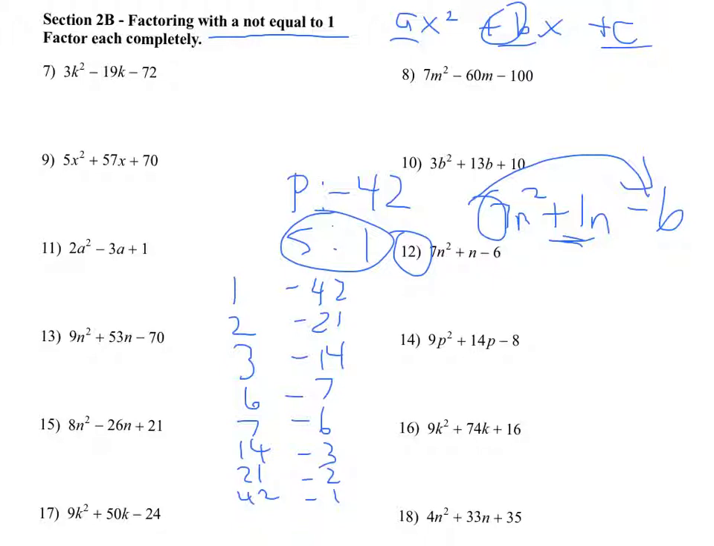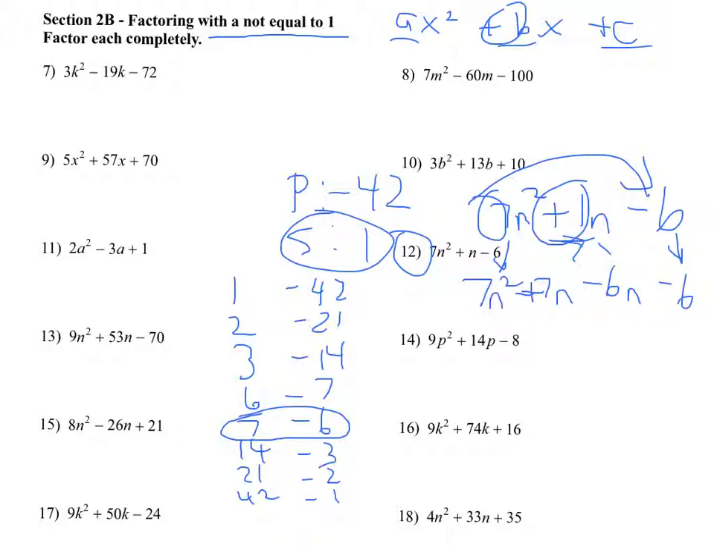So if I go down my list, 1 and negative 42 add to negative 41, 2 and negative 21. So if I go down the list, I want to pick the pair that adds up to positive 1. That would be a positive 7 and a negative 6. So what I want to do is split this term into plus 7n and minus 6n. So 7 and negative 6 are my pair, and then I carry down my constant term, the number term. I carry down my quadratic term, my squared term, 7n squared. Okay, and then you factor by grouping.